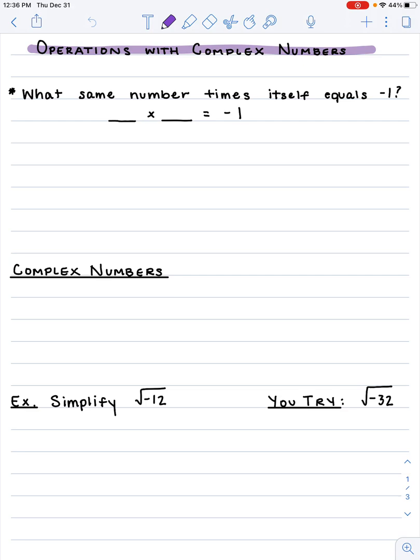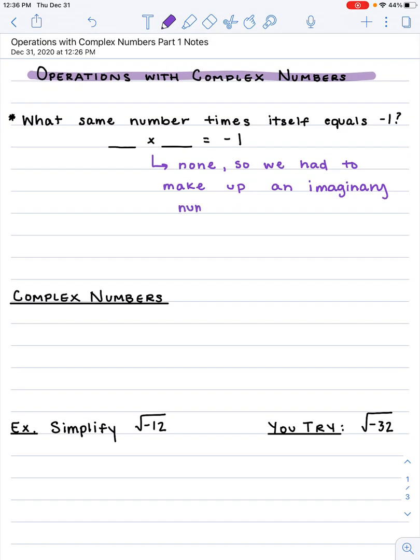So because of that, we had to make up an imaginary number, which we call i. There are no numbers that multiply by itself to get -1, so we had to make up an imaginary number. And like I said, we call that i.